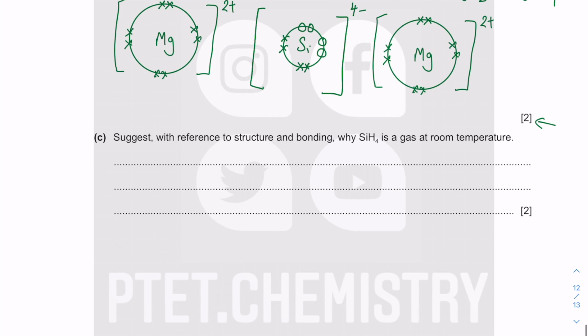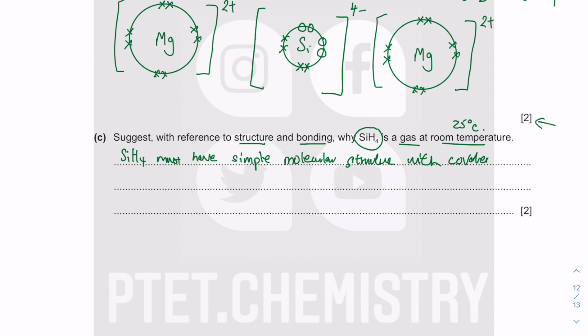So the last question in this checkpoint, a reference to structure and bonding. Why SiH4 is a gas. When you are a gas at room temperature, which is 25 degrees Celsius, you already boil before 25 degrees Celsius. So SiH4 must have a simple molecular structure. So I've already mentioned the structure. But if you have a simple molecular structure, you must have covalent bonds. You must have covalent bonds between the silicon and hydrogen atoms.